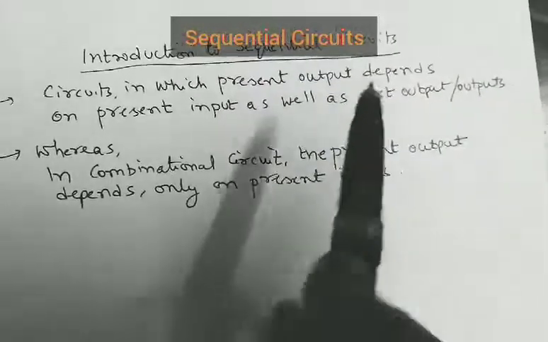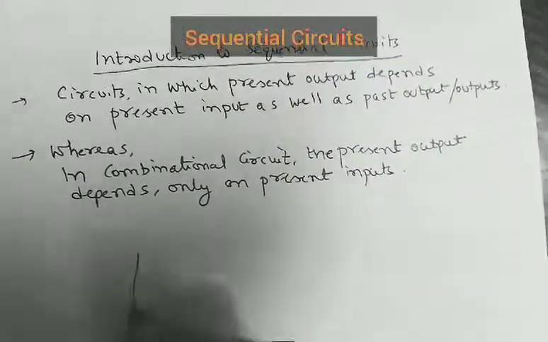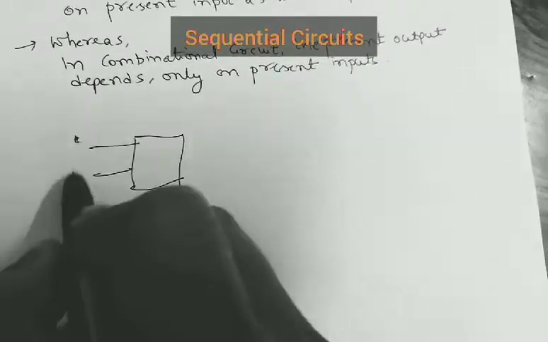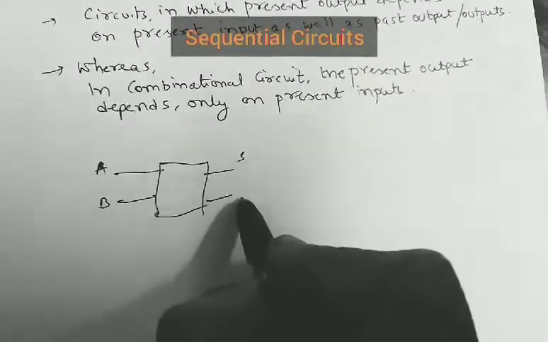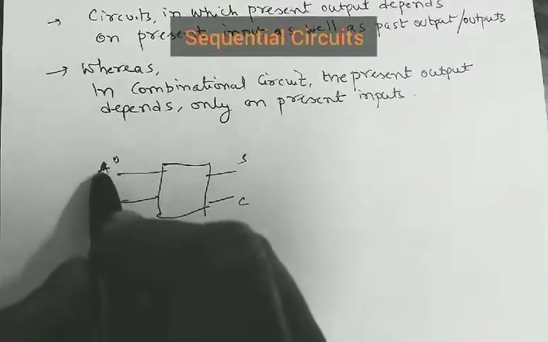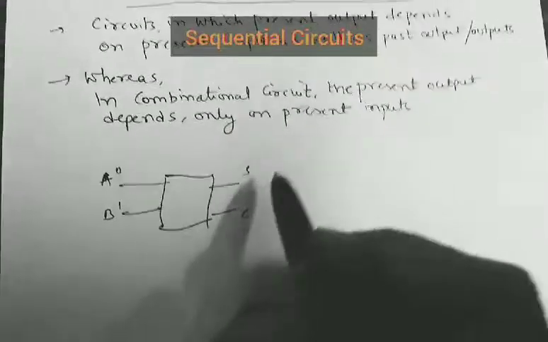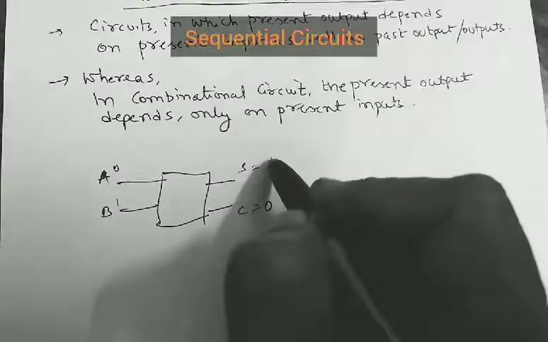To understand the concept, let us take an example. Suppose we have a half adder. Here these are the two inputs, A and B, this is the sum, and this is the carry. Now if I give A as 0 and B as 1, the sum will be 1 and the carry will be 0.